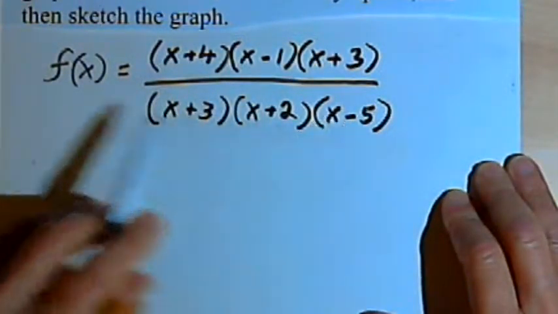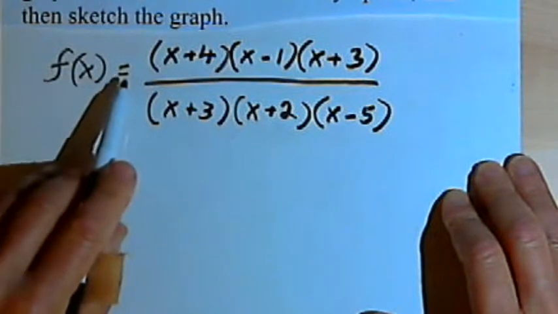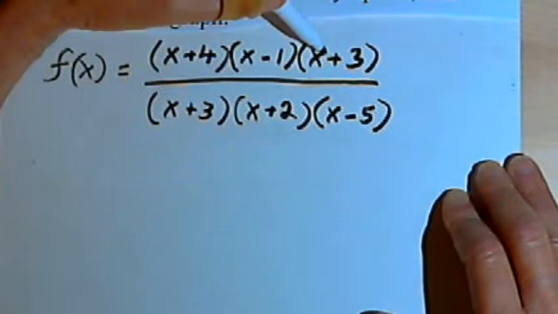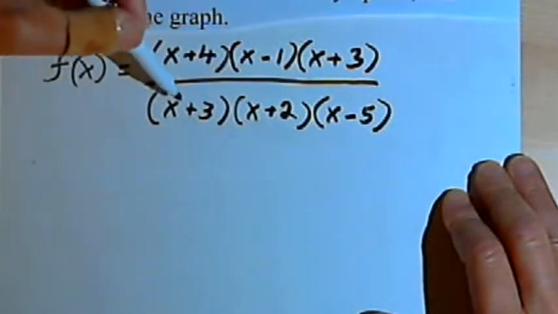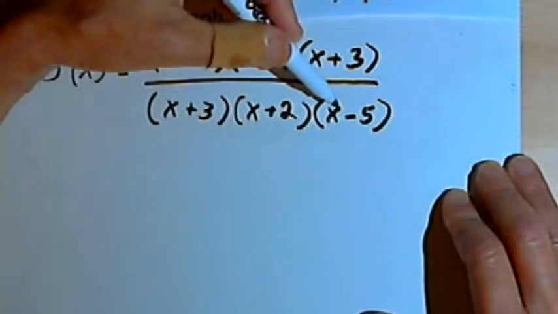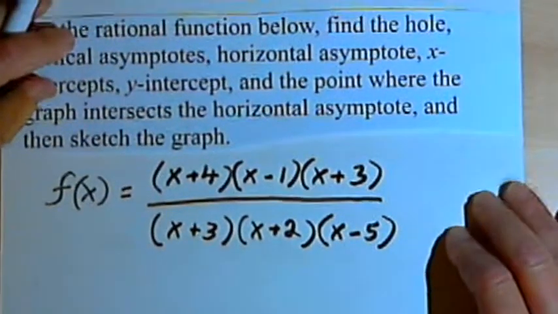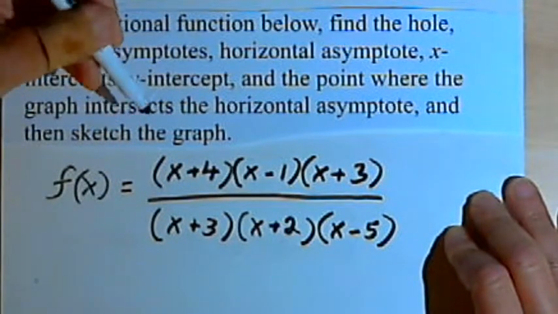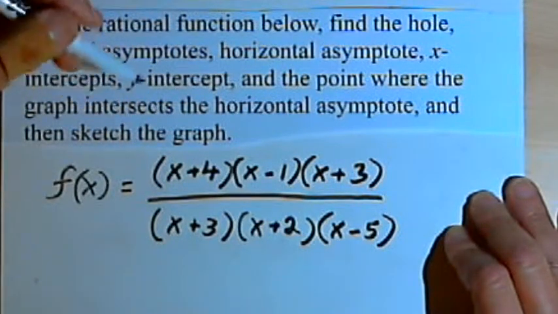It's all factored out. So we've got f of x equals x plus 4 times x minus 1 times x plus 3 over x plus 3 times x plus 2 times x minus 5. So what we're going to do is find each of the things we're required to look for, and then we'll use that information to draw the graph.